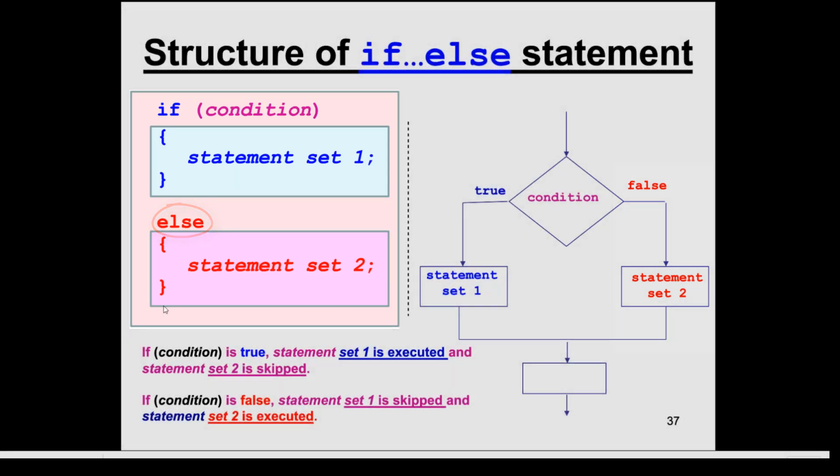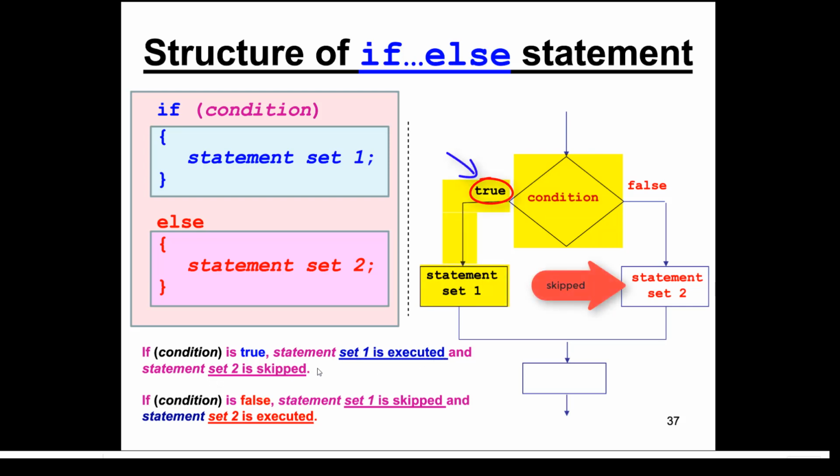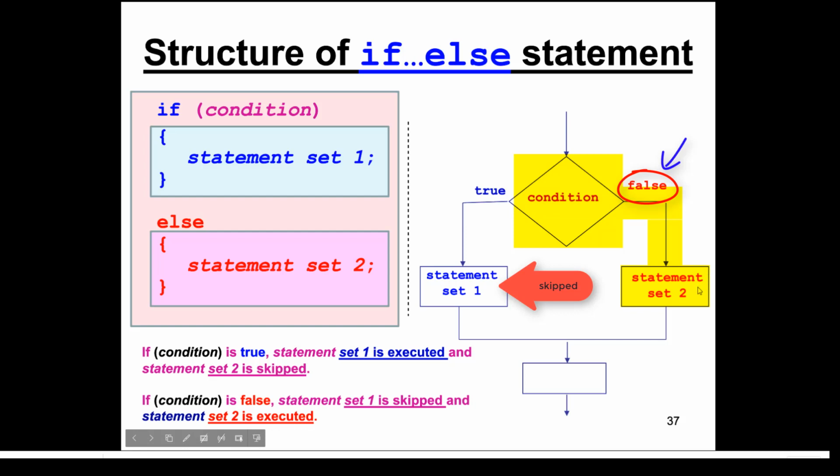All right, so let's read this. If the condition is true, statement set 1 is executed and statement set 2 is skipped. How about if the condition is false? If the condition is false, statement set 1 is skipped and statement set 2 is executed. So it's the other way around. If the condition is false, which one do we skip? Set 1. The one that we execute is set 2.